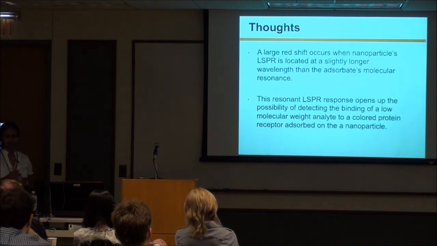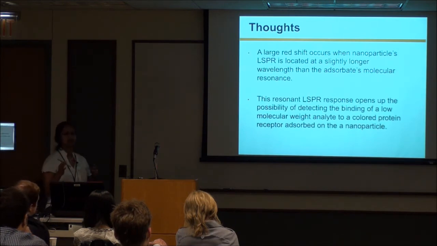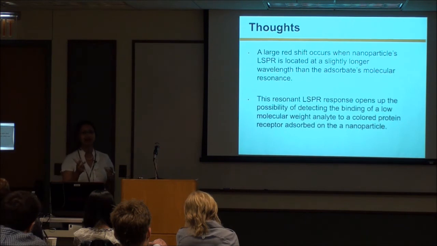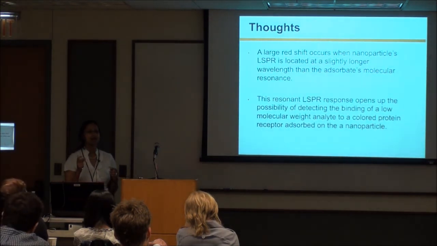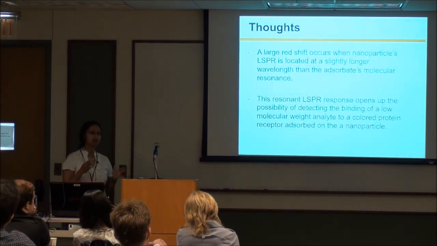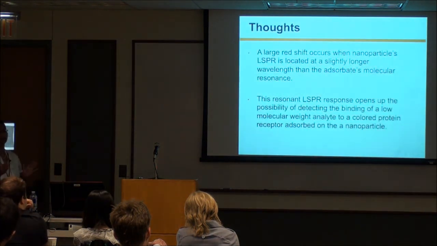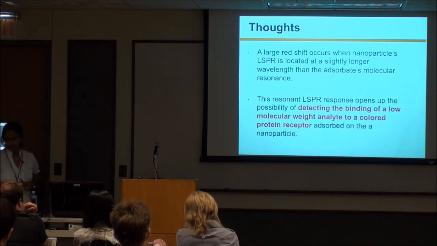And the resonant LSPR response opens up new possibilities for detecting binding of low molecular weight analyte to a colored protein. So suppose the molecular weight of this drug is very small. You cannot use SPR because the refractive index change would be very small. But what you can use is the LSPR because there is an enhancement when the spectra changes. So that's what you're taking advantage of. I'm going to talk more about it. So that's what we are interested in.